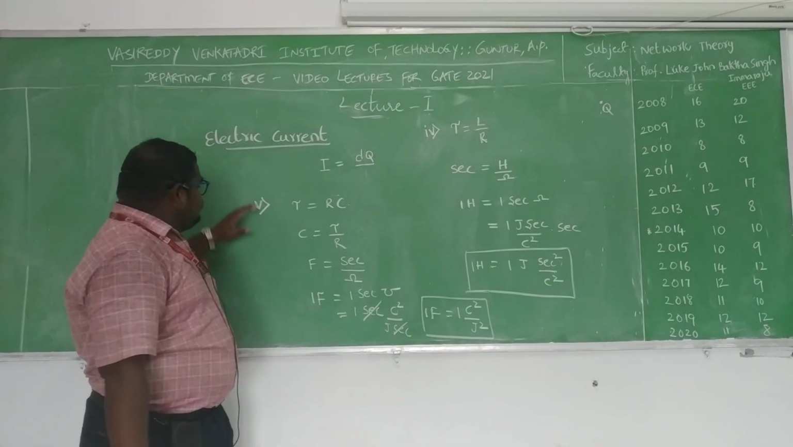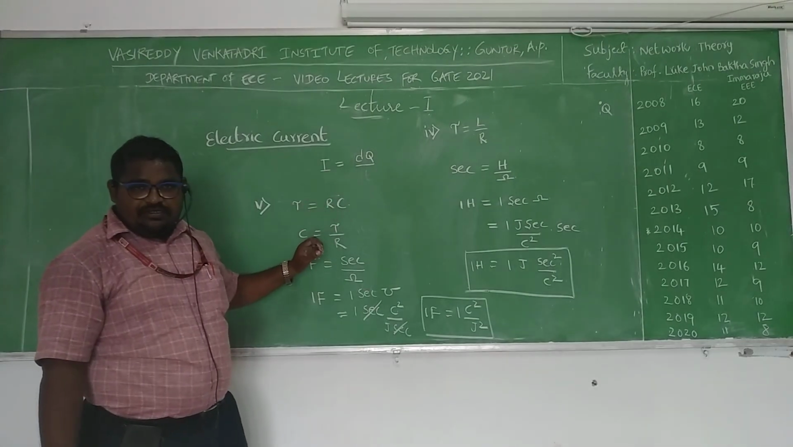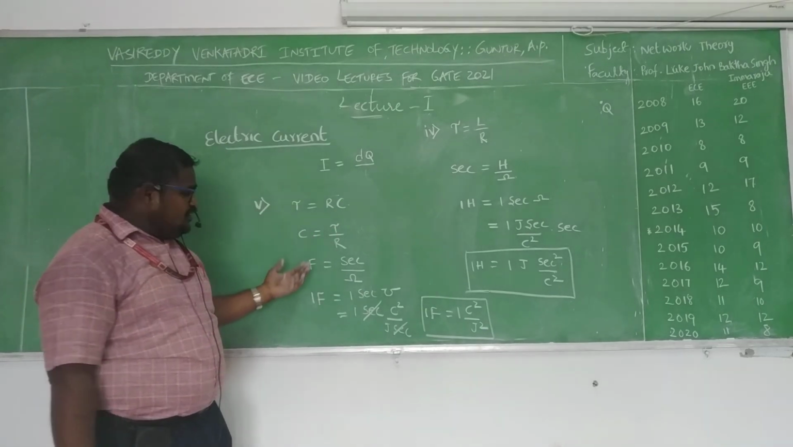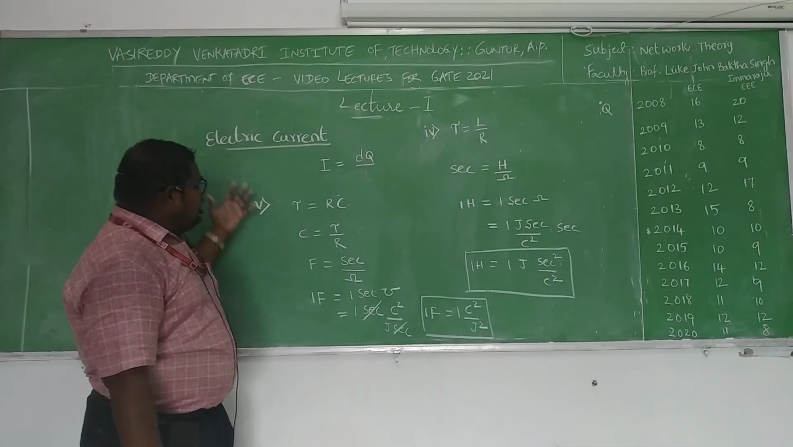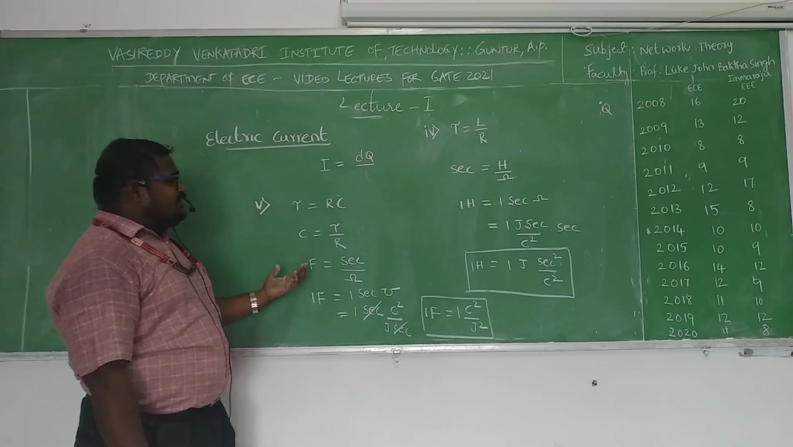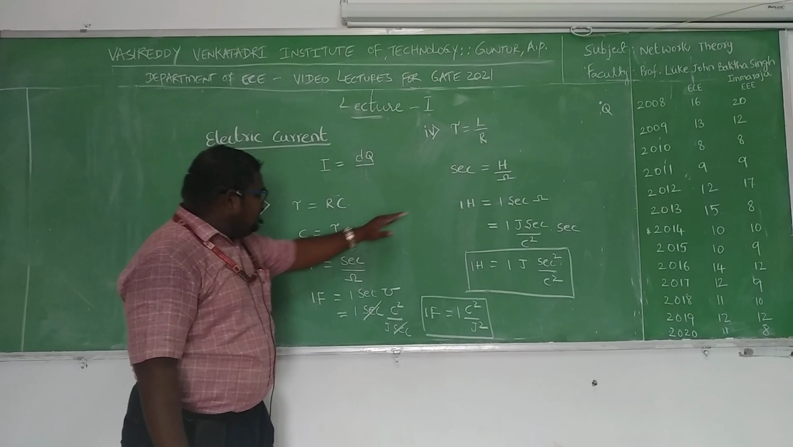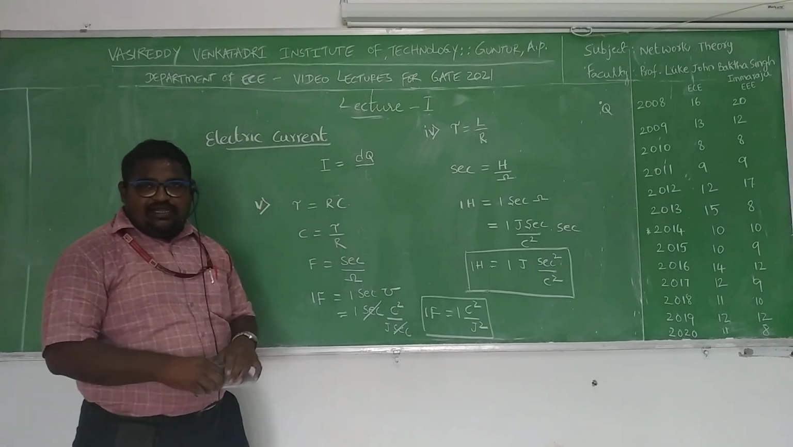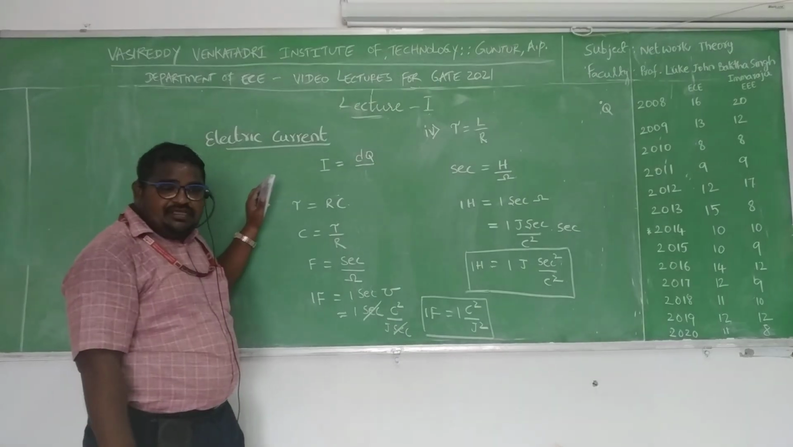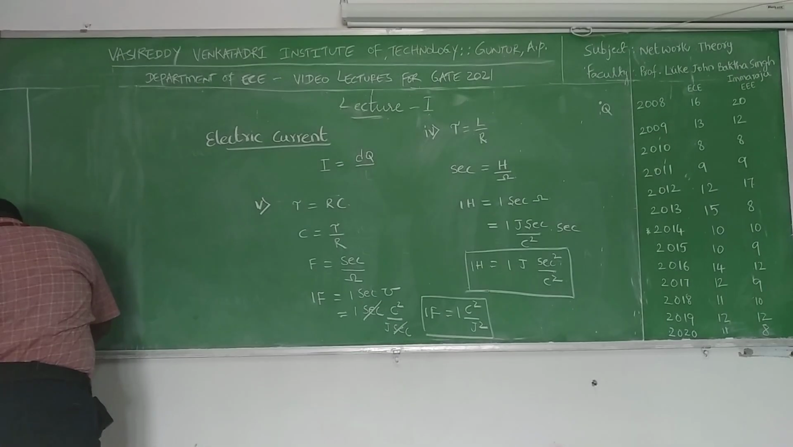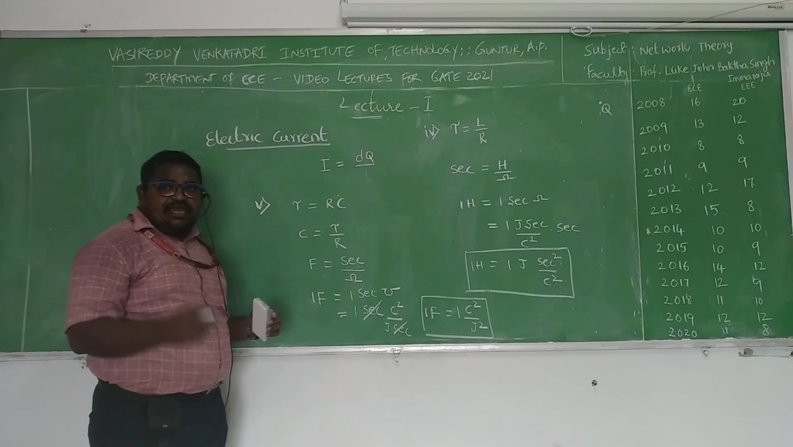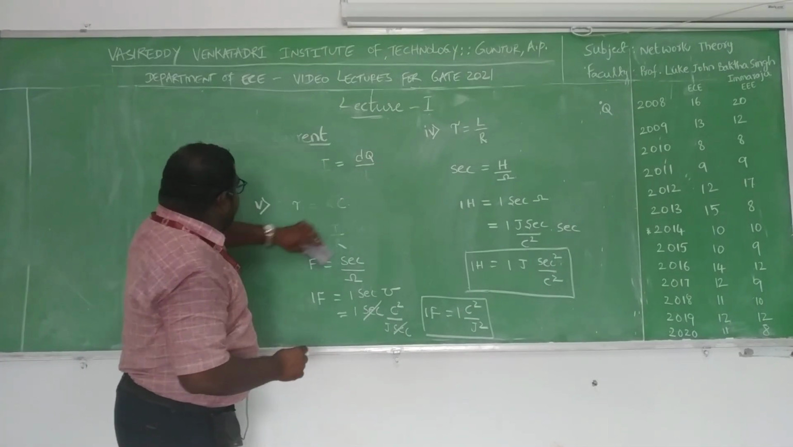So like this, we have the 5 units from the basics of voltage and current: the units for resistance, the units for admittance or conductance, the units for inductance, and the units for capacitance. This is about the introduction of network theory. Next, let us see what are the various types of elements we have in the network.